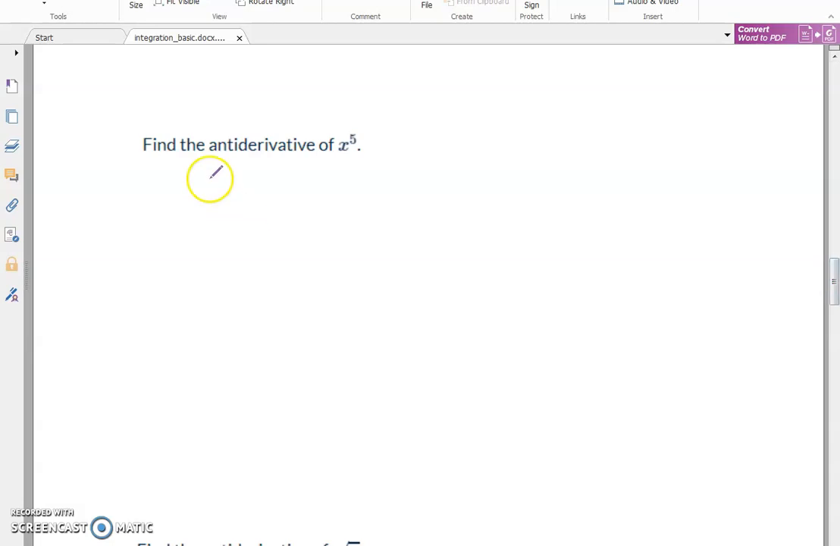Let's say the question asks you to find the antiderivative of x to the power of 5. If you want to write it in mathematical notation, you can use the integral sign. Since we use the variable x, you put dx. At the empty space here, you put your function, which is x to the power of 5. This is what you need to find.